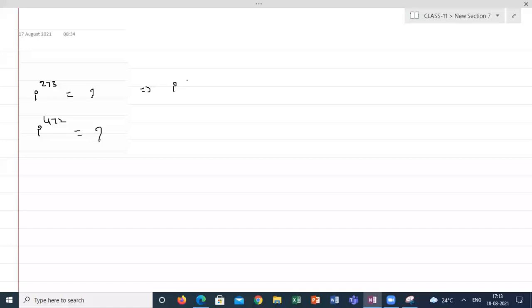So i^273, how can I write it? In multiples of 4, how to write 273? We can also write it in multiples of 2, right? It will be easy. With multiples of 2 you can't give standard equations. Any number in multiples of 2, I can get either 2k plus 0 or 2k plus 1. How can you give the 4 values? Because here 4 values are there for i powers, and these 4 values repeat continuously.